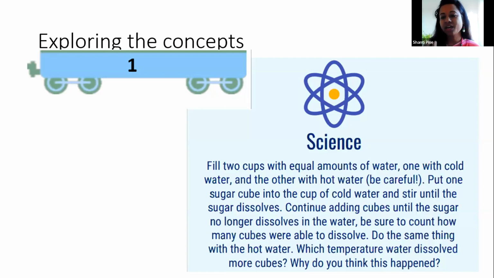Here, I want all of you to read this. I hope all of you can see. If you are using a mobile phone, I will read for you. Fill 2 cups with equal amounts of water, one with cold water and another with hot water. Be careful when you do this. Put 1 sugar cube into the cup of cold water and stir until the sugar dissolves. Continue adding cubes until the sugar no longer dissolves in water. Be sure to count how many cubes were dissolved. Do the same thing with hot water. Which temperature water dissolves more cubes? Why do you think this happened? What is your response?